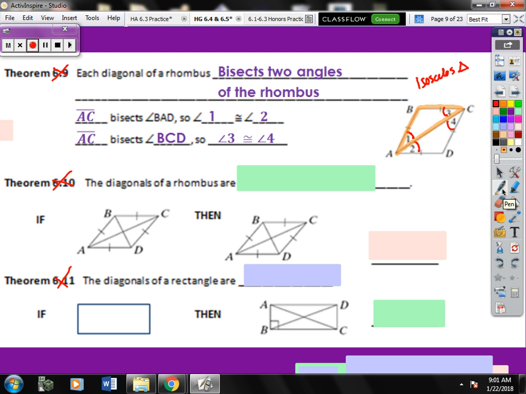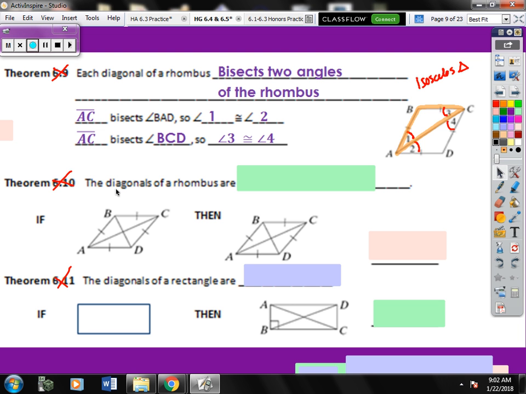Now, what you have to also remember is that a rhombus is also technically a parallelogram, right? So it would still have all the properties of a parallelogram. The opposite sides should be congruent. The opposite angles should be congruent. The diagonals should bisect each other. All that stuff that we learned about parallelograms still applies to the rhombus. We're just adding an additional piece to the rhombus. Okay.